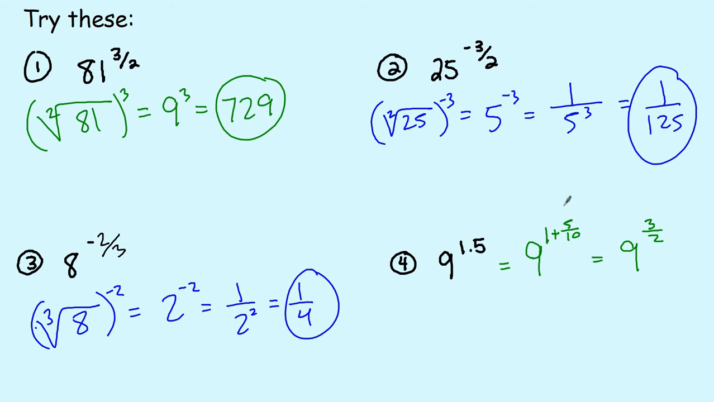Okay, if you're lost, just talk to me. I'll show you an easy way to do this on your calculator. All right, so now we can simplify this. We get the square root of 9 and then cube it. So 3 cubed is just 27. Sorry, running out of space.